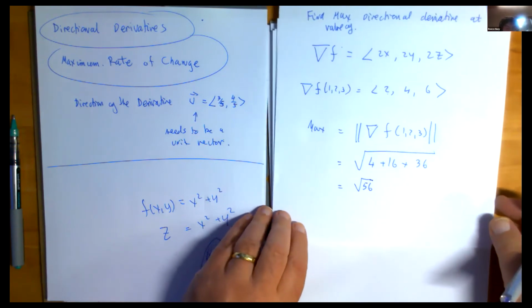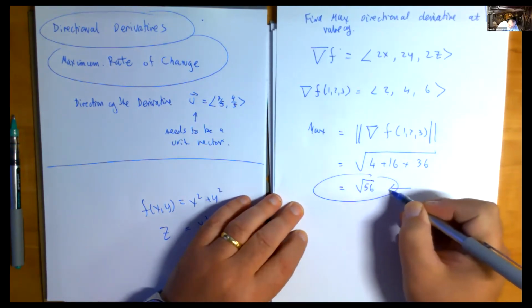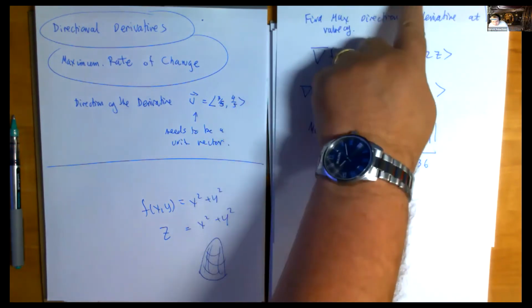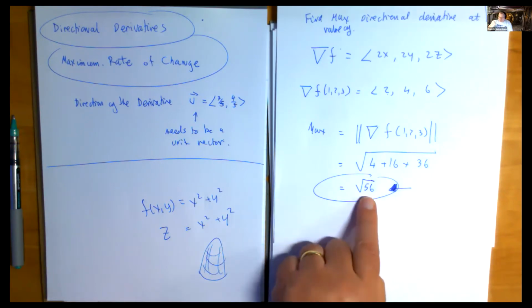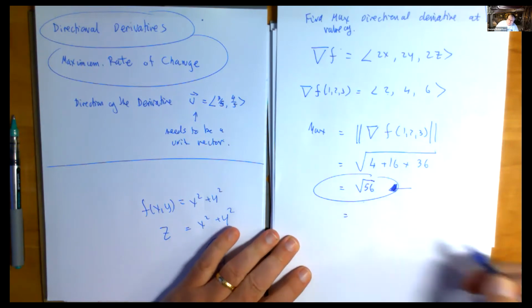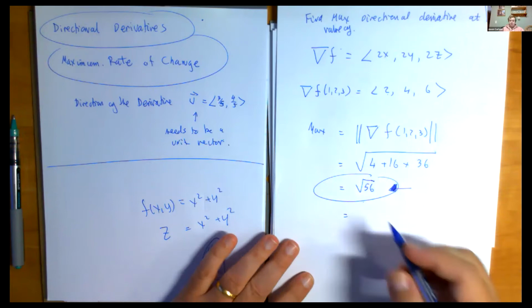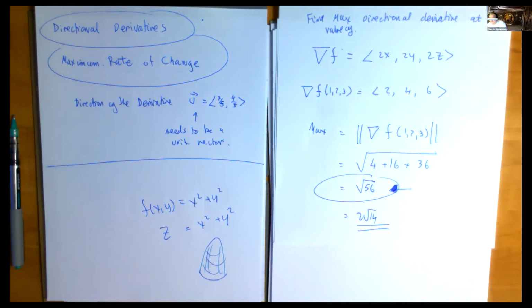That is cool. Now, this here represents the largest slope that you could get on this surface at that point. So imagine being at that point and just looking around like a clock, all the directions I could go. The steepest I could go would be this guy. And I just realized, isn't this guy simplifiable? It's 2 root 14. Yeah. But that's just a minor thing.